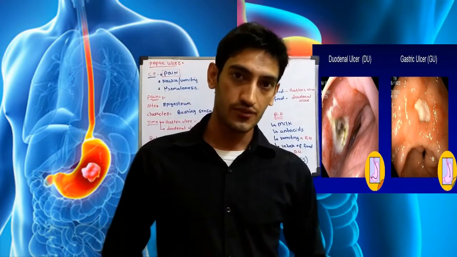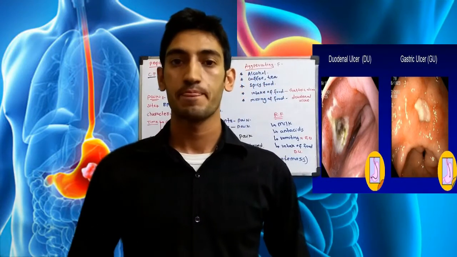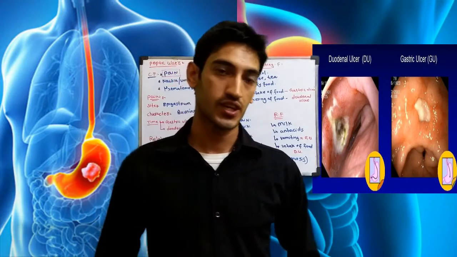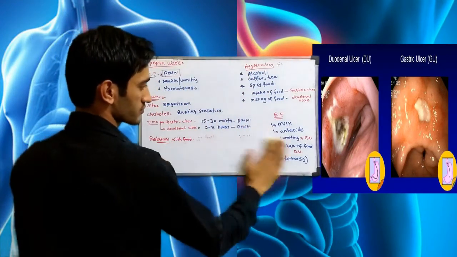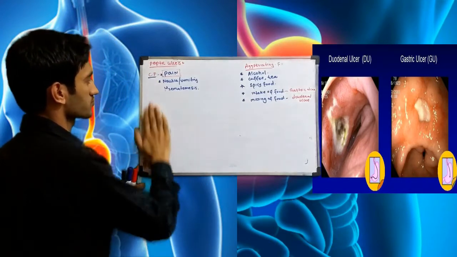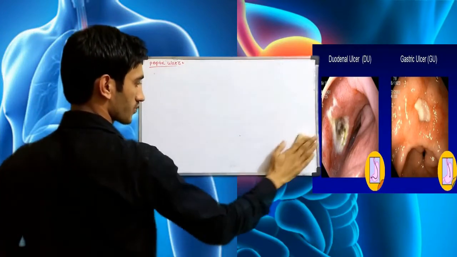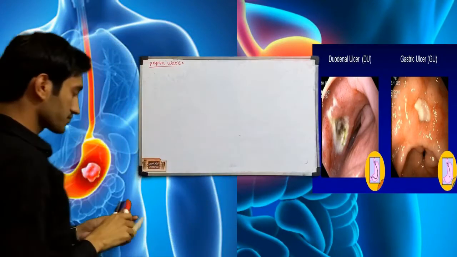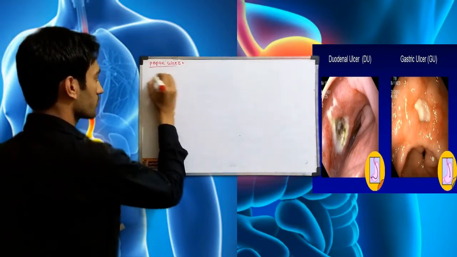So after the clinical features, now we will talk about the difference between gastric ulcer and duodenal ulcer. I will write it in a tabulated form.